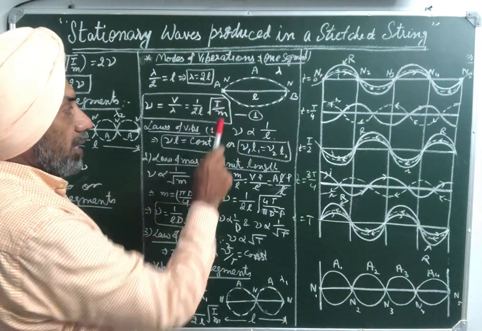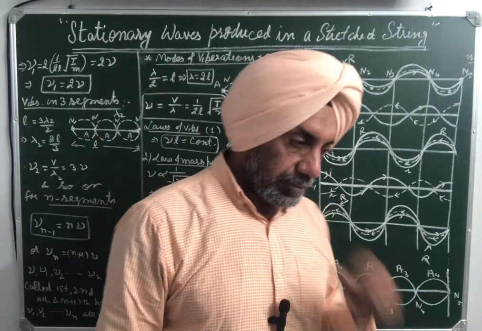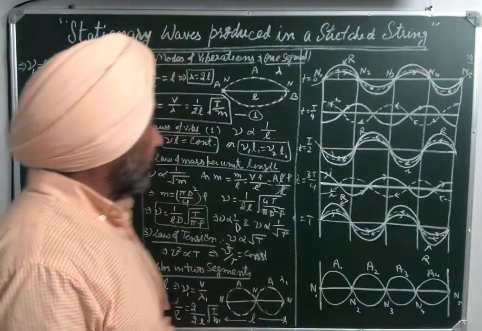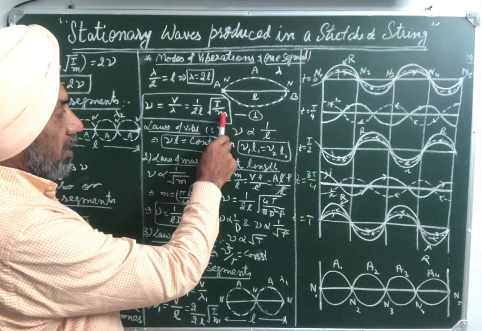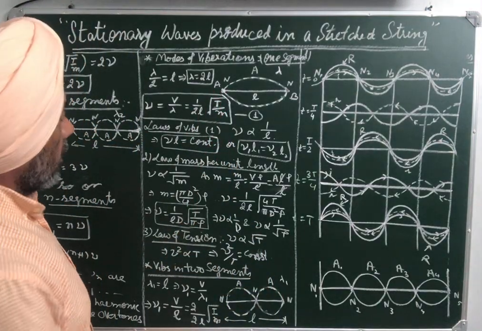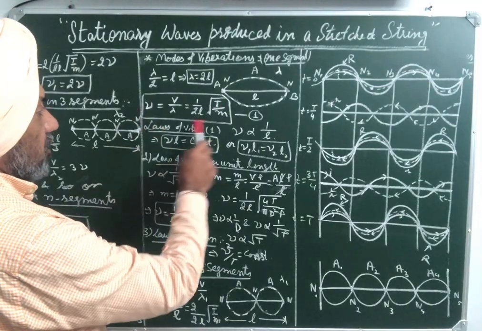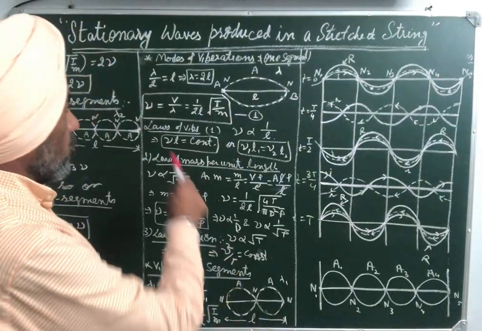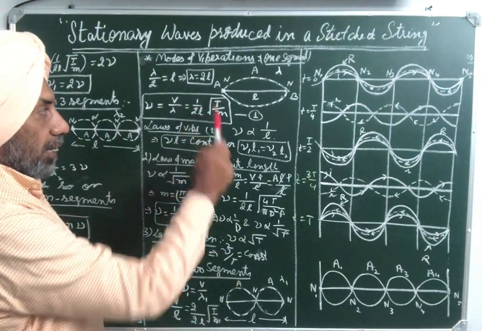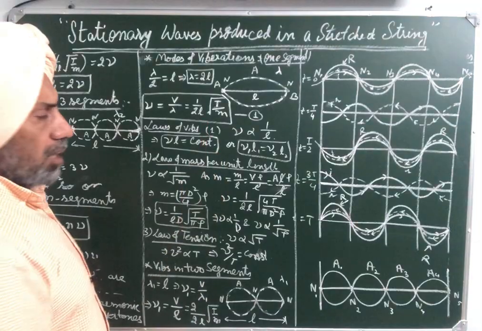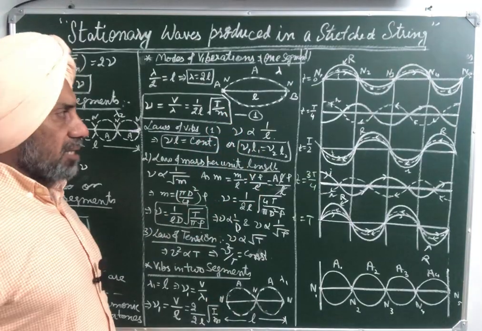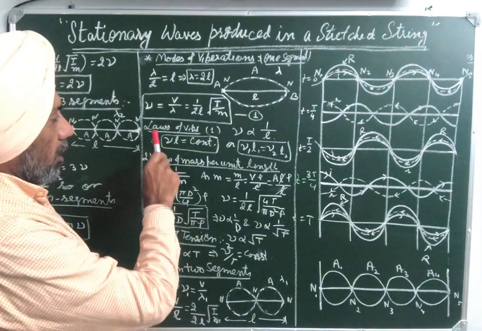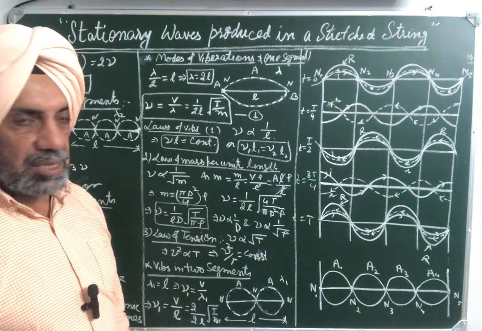Now lambda is equal to 2L and v is equal to under root T by m, the velocity of transverse waves. T is the tension in the string, m is the mass per unit length. So this is the required expression for the fundamental frequency of vibration of a stretched string, which is given by nu equal to 1 by 2L under root T by m. This is called the fundamental frequency, and also the first harmonic of stationary waves.